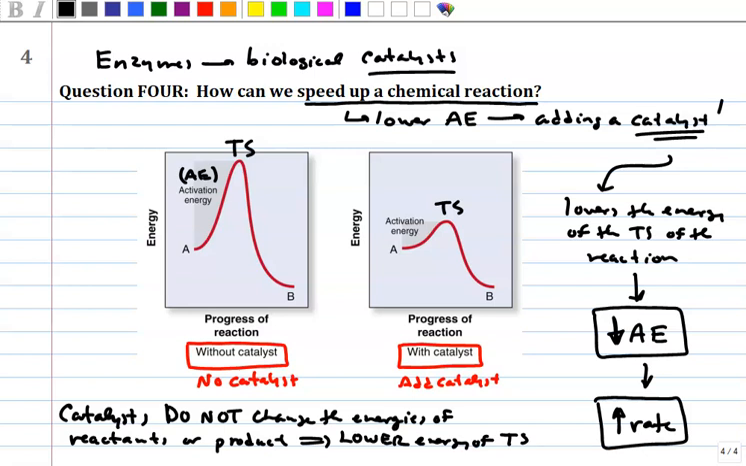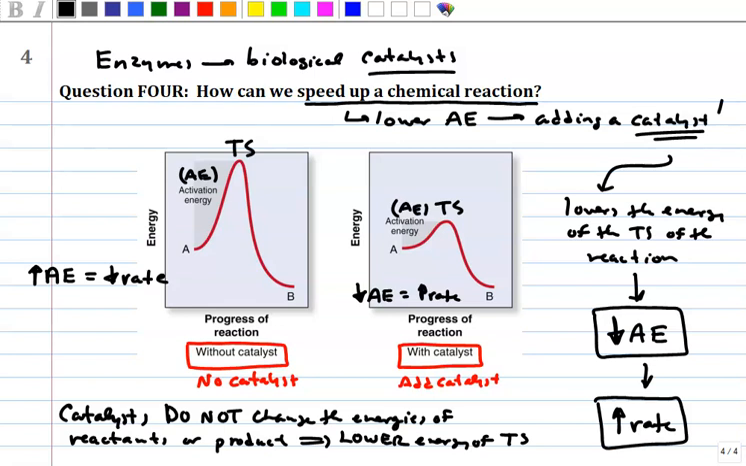Look at this. With no catalyst, you have a very large activation energy, so you have a slow or low rate. Here you have a much lower energy of activation, because the difference in energy between A and the transition state is very much smaller now. So if you lower the energy of activation, you increase the rate.